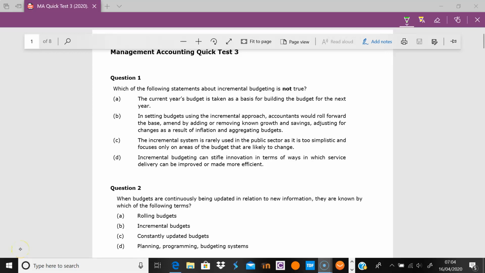Right, hi all. This is quick test 3. So let's go through this. We carry on our discussion about budgeting and some more theoretical aspects that you can read up on when you look at the session notes.